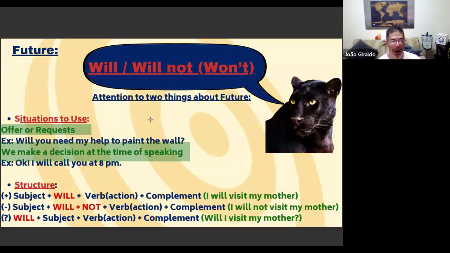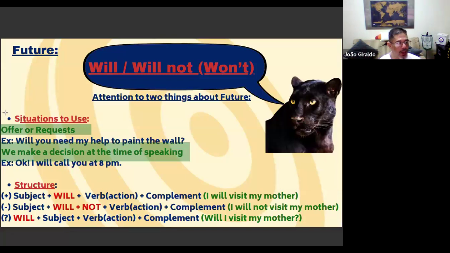So if you are making a momentaneous decision, then you are going to use will to indicate the future. So for example, we are talking and we say, okay, I will call you at 8 p.m. So I just decide that I will call you at 8 p.m. So we use will in this situation.